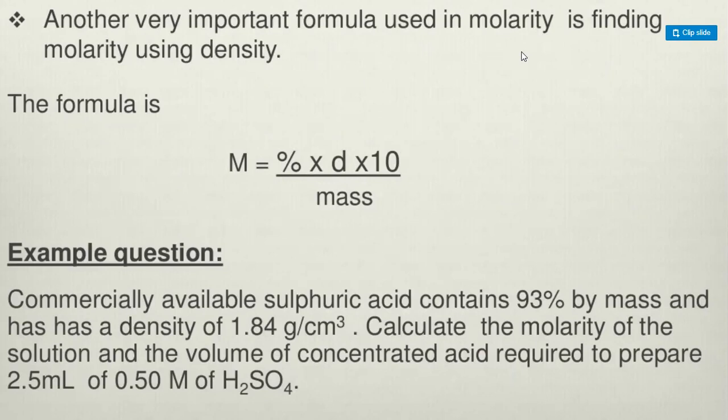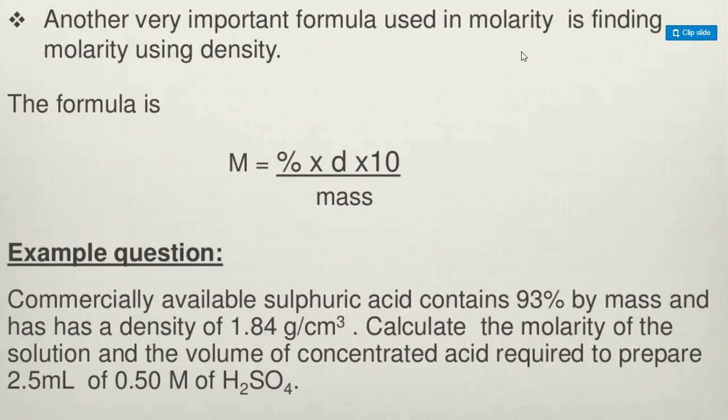Another very important formula used in molarity is finding molarity using density. If sometimes you have density there, density is equal to mass per volume. But sometimes they directly give you density or ask you the density. So how can you find out the molarity if you have density? Percentage into density into 10 upon mass.